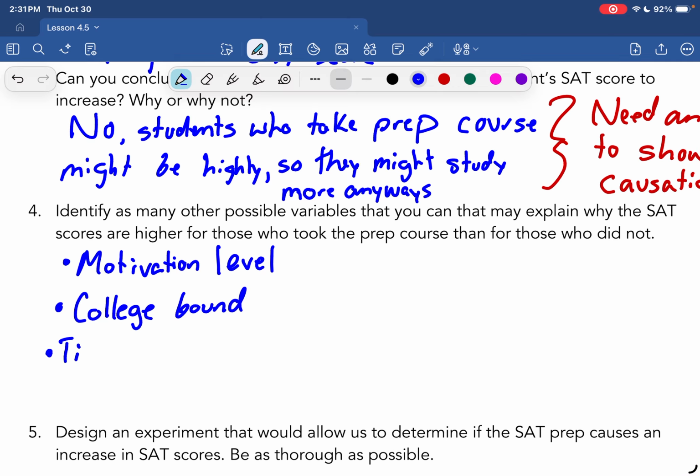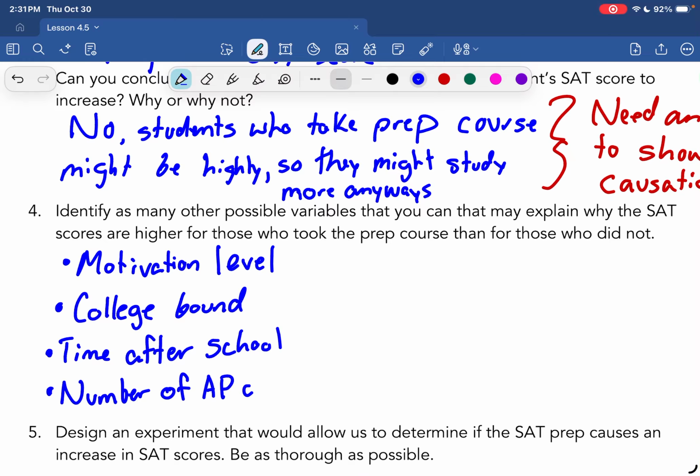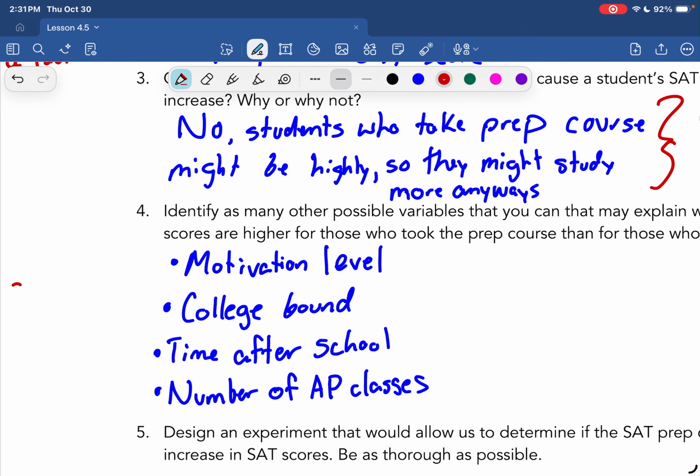Maybe it's their time after school, right? Maybe they don't work a job and they're not in sports or anything right now, so they have plenty of time after school to work on SAT stuff, and that could also be why their SAT scores are higher. Maybe it's the number of AP classes, right? Maybe they're preparing you better, so if you have more AP classes, you're better prepared. And all of these here are an idea of confounding variables.